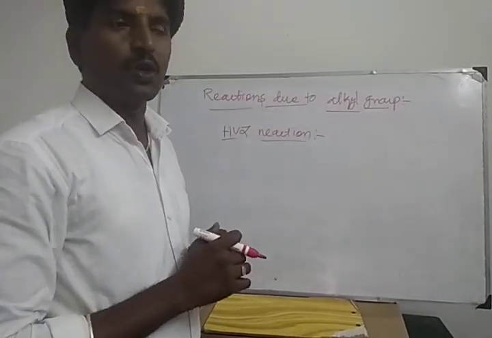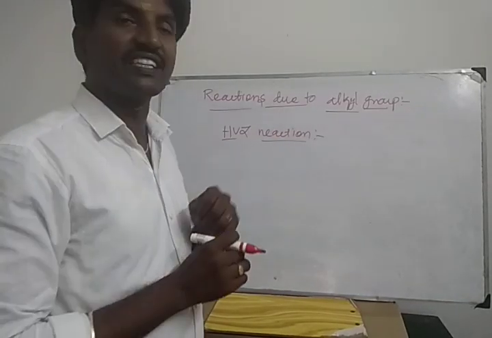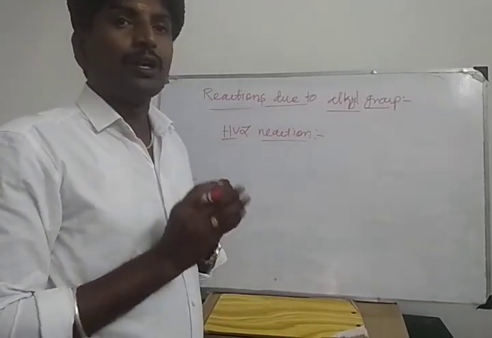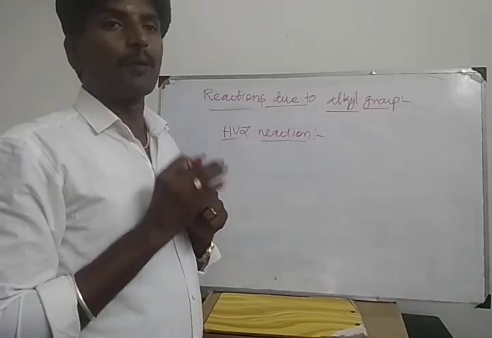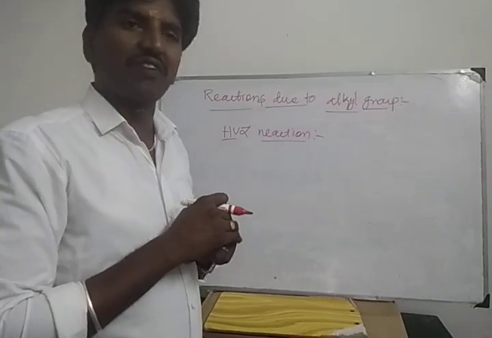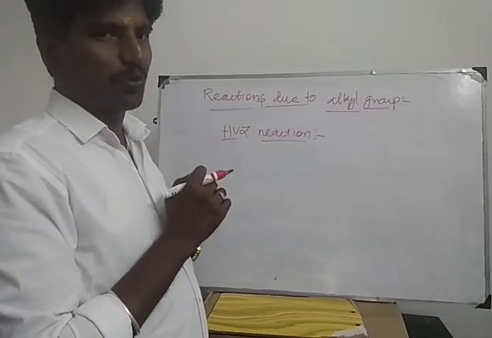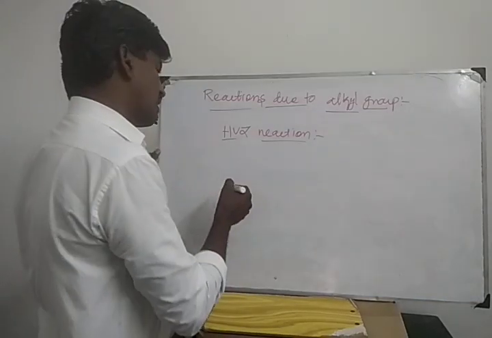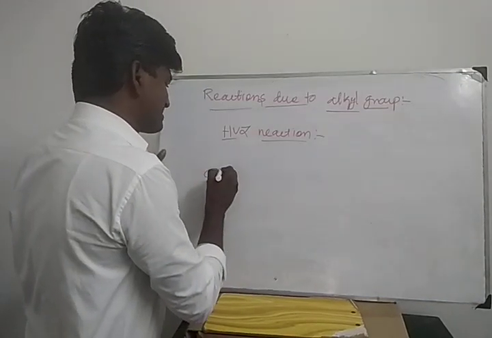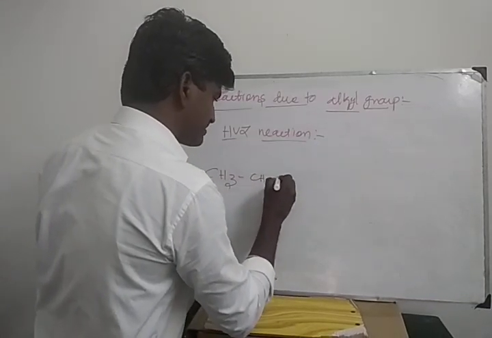One more condition. What's the important condition of the HVZ reaction? If the compound contains alpha carbon and alpha hydrogen, it undergoes the HVZ reaction, otherwise it does not undergo the HVZ reaction. It should contain an alpha carbon atom. Okay, for example, I am going to take acetic acid, or you can take propionic acid. I am going to take propionic acid.